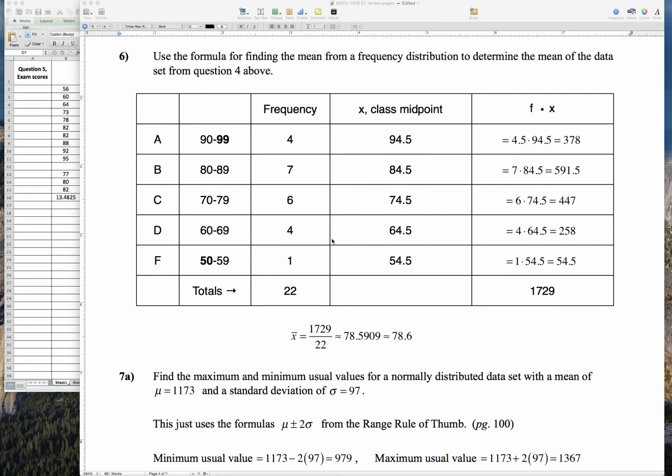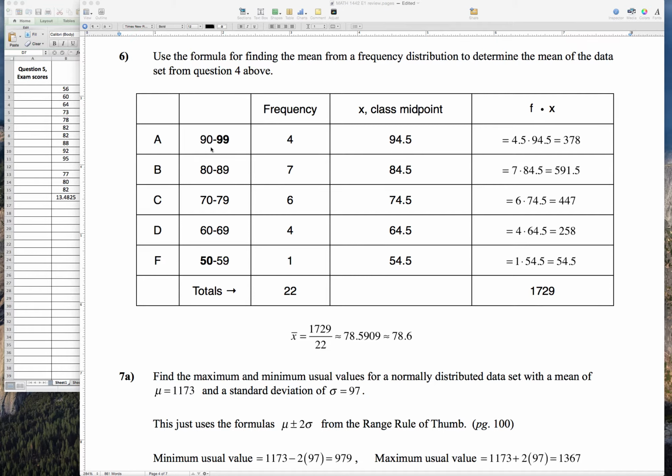Question 6, we're asked to find the mean from a frequency distribution. We don't have all of the data values, we just have the frequency distribution, so the best we can do is estimate, and this is the best way of finding that estimate.